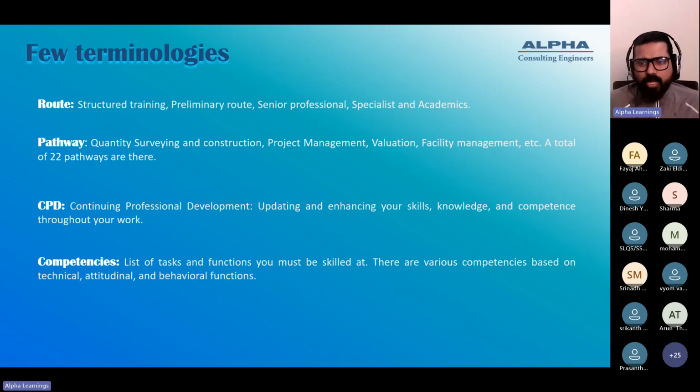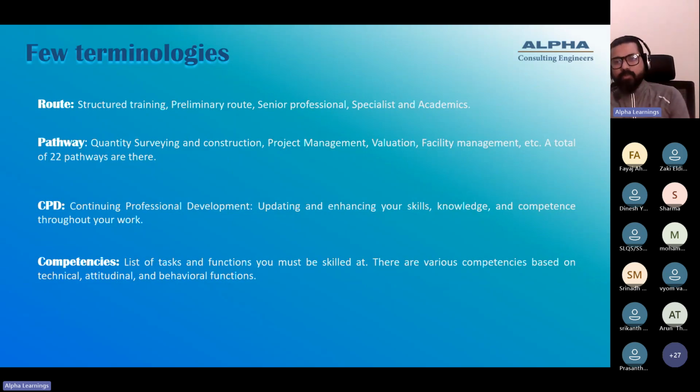Next is the pathway. In MRICS, there are 22 different pathways through which MRICS can be achieved. Like quantity surveying and construction pathway, project management pathway, valuation, facility management. These are some of the pathways for RICS, right? Then CPD. CPD stands for Continuing Professional Development. It is about learning hours, basically. How many hours you have involved yourself in updating and enhancing your skills and knowledge throughout the work.